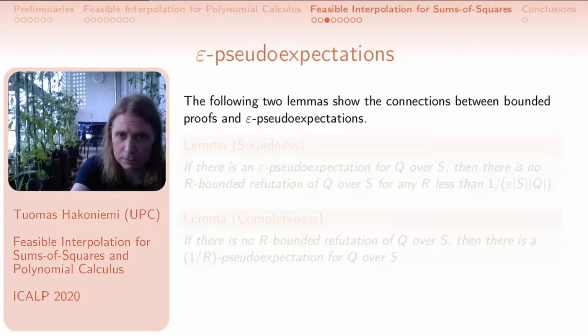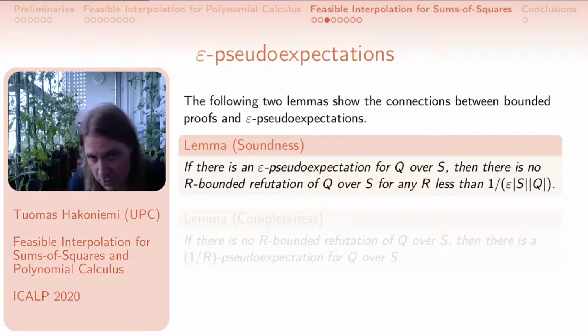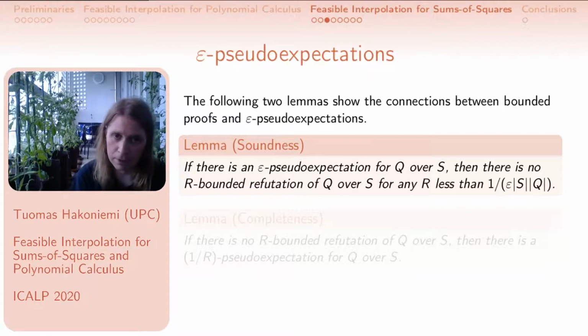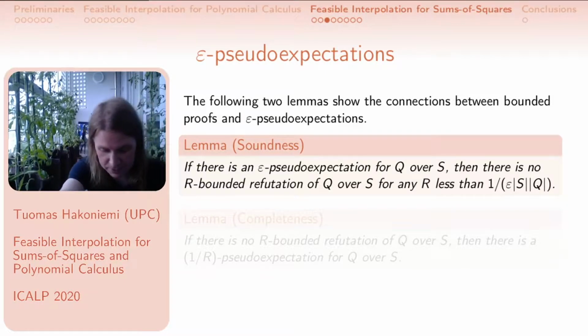So the following two lemmas give the connections between these bounded proofs over S and epsilon pseudo expectations over S. So first of all, if there is an epsilon pseudo expectation for Q over S, then there is no R-bounded refutation over S for a suitably small R. This is a very easy exercise to see, basically.